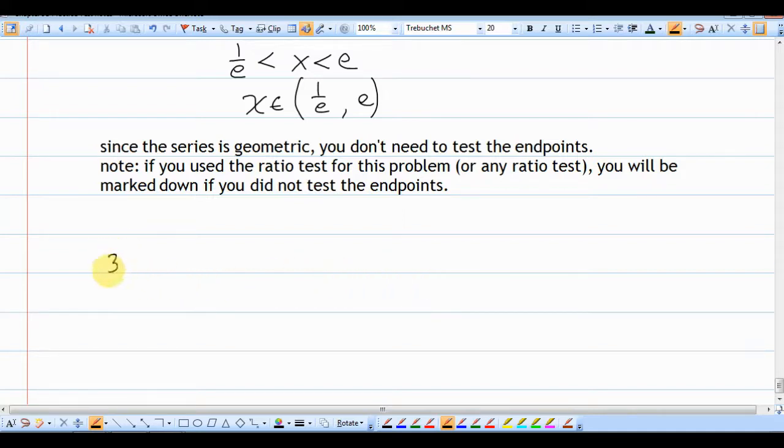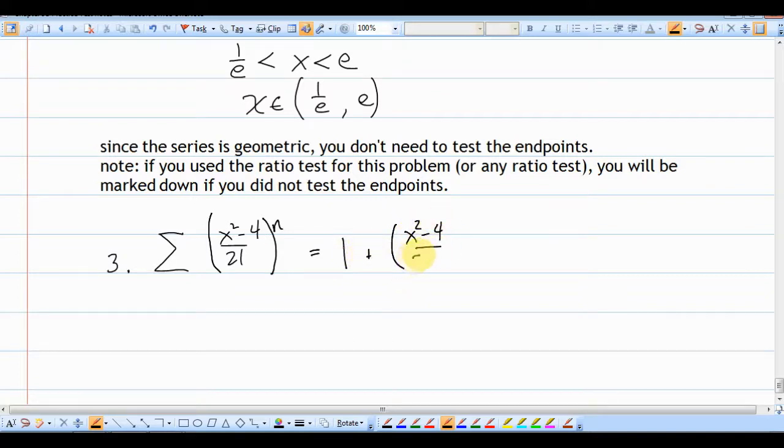Alright, 3. Okay, we have x squared minus 4 over 21 to the n power. And if you don't see this as geometric, you do want to write out the first few terms. That's 1. What a weird series.